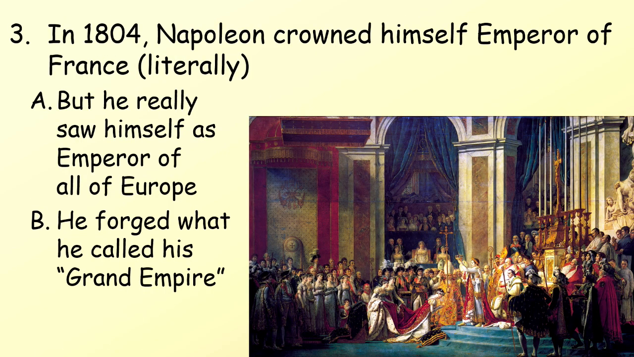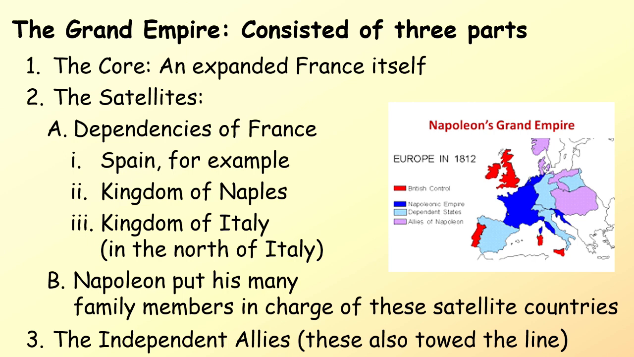In 1804, Napoleon crowned himself Emperor of France, literally. Traditionally, the Pope would put a crown on you and crown you Emperor, but he negotiated with the Pope ahead of time to take the crown out of the Pope's hands and place it on his head himself. He really saw himself, though, as the emperor of all of Europe, and he began to forge what he called his Grand Empire. Here's what the Grand Empire looked like.